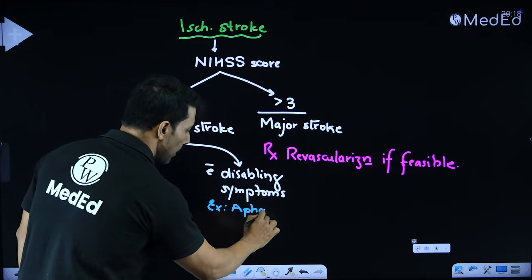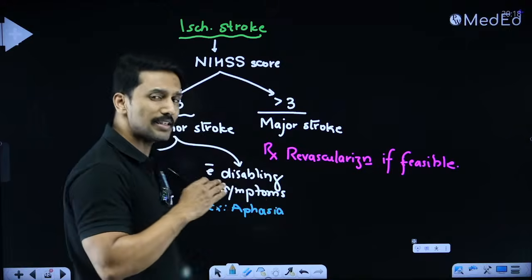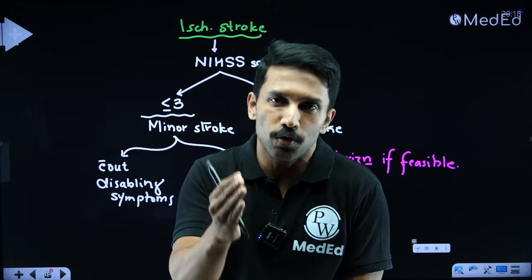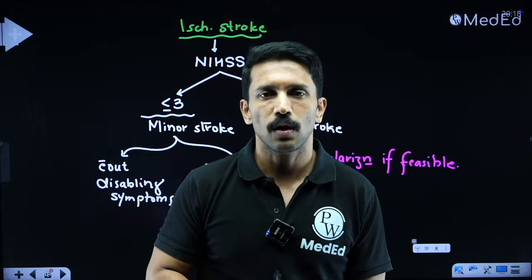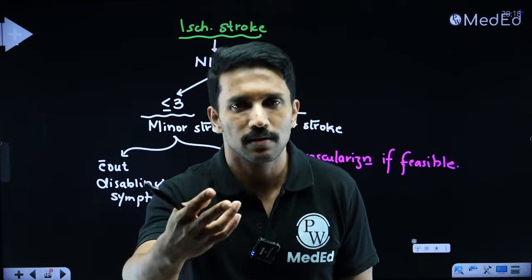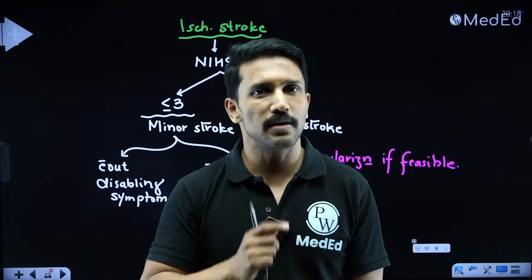Like if I have Broca's aphasia or Wernicke's aphasia, it's a disabling symptom. If I have Wernicke's, I'm not able to understand speech. It is severely going to affect my quality of life. Or if I have Broca's aphasia, then I understand what you're saying, but I cannot respond back. So that is a disabling symptom.